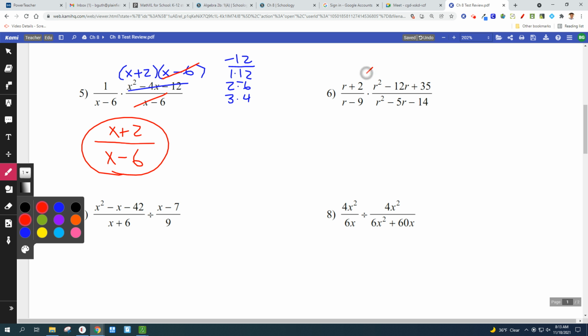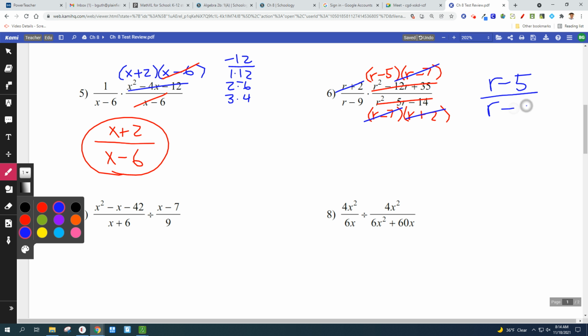Over here, I've got another easy trinomial. 2 numbers are multiplied to 35 and add up to -12. You've got -5 and -7. On the bottom here is another easy trinomial. Looks like -7 and +2. Start knocking things out. I can cancel out this r plus 2 with this r plus 2, r minus 7 with this r minus 7. Nothing else. I've got r minus 5 on the top and r minus 9 on the bottom.